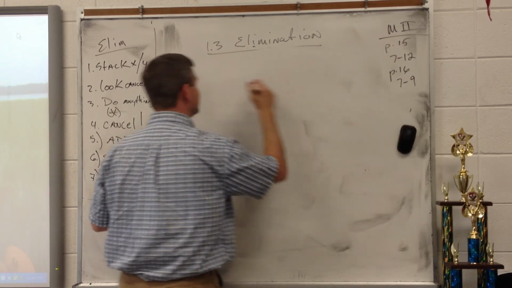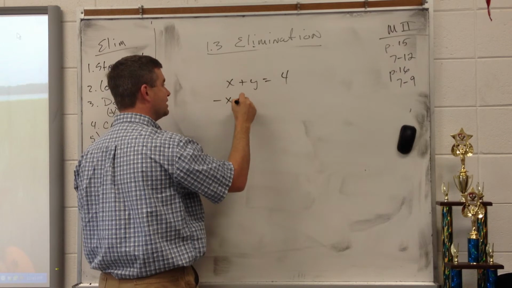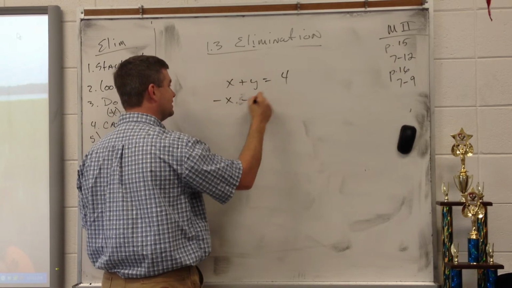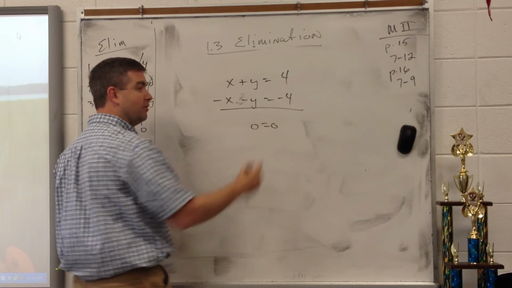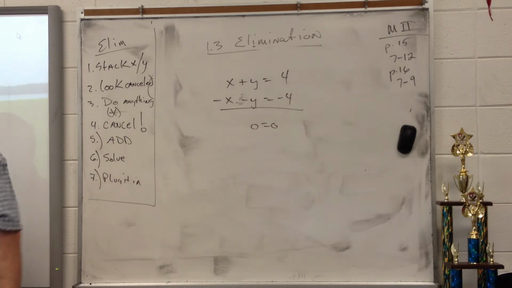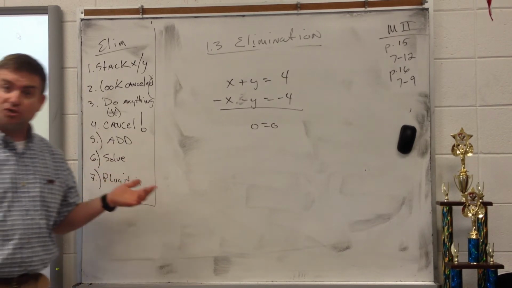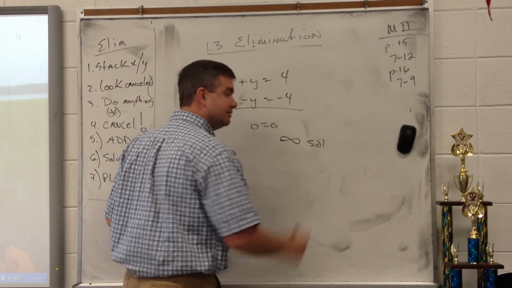If your problem was set up as x plus y is equal to 4 and negative x minus y is equal to negative 4, and you went to add them, you would end up with 0 equals 0. If you get an answer like 0 equals 0, what do you think the answer is? That's a true statement. 0 does equal 0, so it's infinitely many solutions.